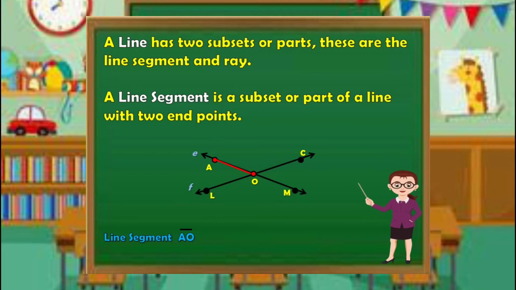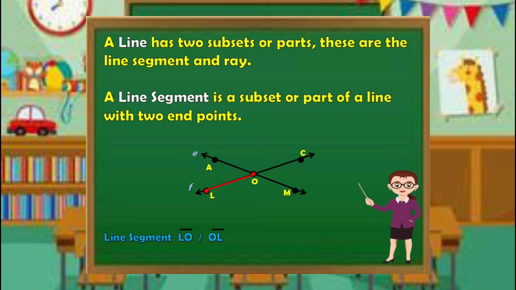The order of the letters can also be reversed, so it can also be called line segment OA. Aside from this, using point O and point C, we generate line segment OC. It can be reversed, so line segment CO is also correct. Don't forget the line segment symbol at the top of its name. Using point L and point O, we generate line segment LO, which can also be called line segment OL.